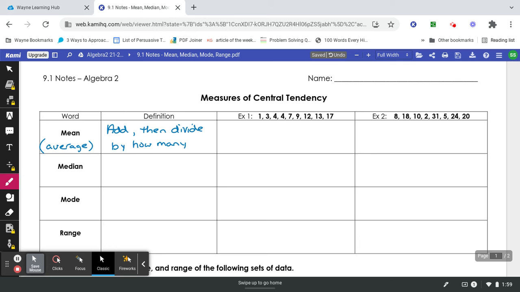So for our first example, we would just add up all these numbers. So in your calculator, type in 1 plus 3 plus 4 plus 4 plus 7 plus 9 plus 12 plus 13 plus 17. I know you can type that in, so we'll just go ahead and keep moving. So that's 70. And then because there are 9 numbers in that list, we are going to divide by 9. And that's going to get us an answer of about 7.8.